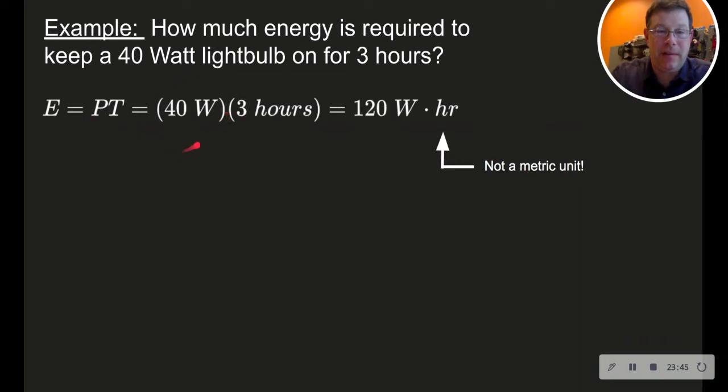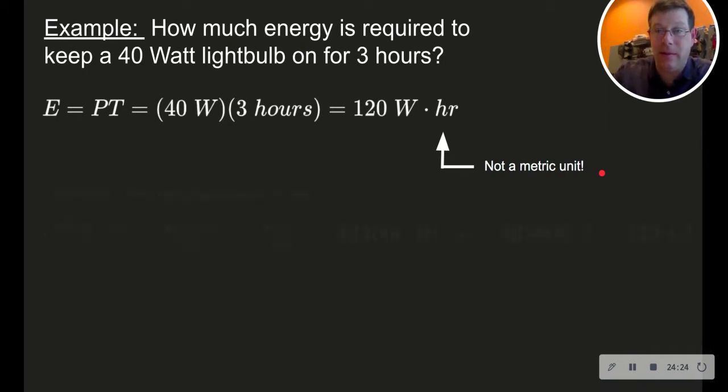40 watts times 3 hours: 40 times 3 is 120. The unit is a watt, which you carry over to the answer, and an hour, abbreviated HR. When units multiply, we usually use a times symbol or a little dot to indicate it's a watt times an hour. The problem is that this is not a metric unit. Remember, hour is not the metric unit of time. It's seconds, the S in MKSA. So a watt hour is a fine unit, but it's not metric. And 120 watt hours is a fine answer, but it's not a metric answer.